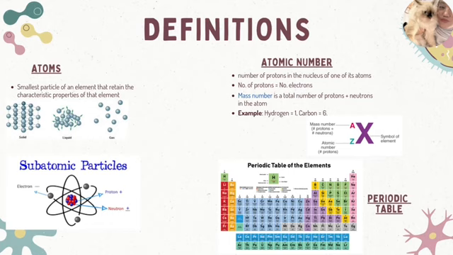Next, the periodic table is a chart that organizes all known elements by increasing atomic number. Elements are arranged in rows called periods and columns called groups, which share similar properties. This arrangement helps us predict chemical behavior.